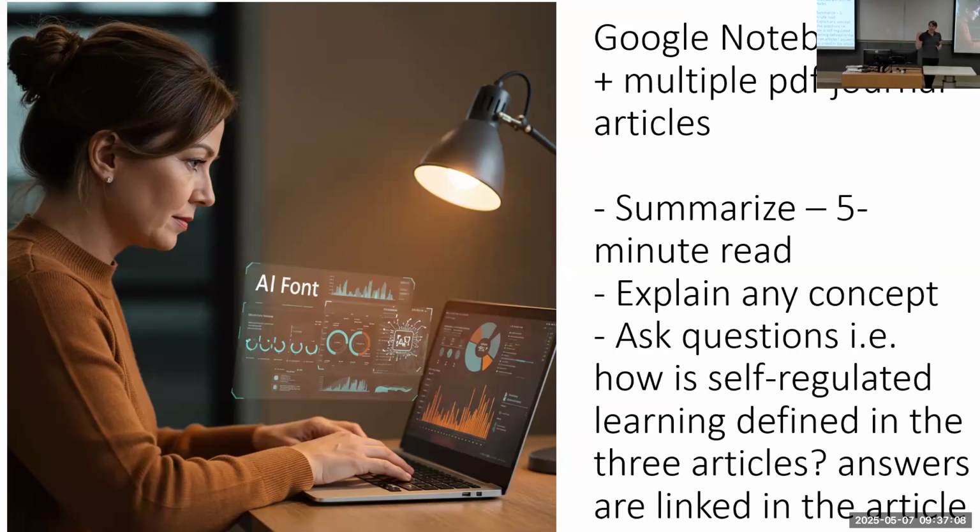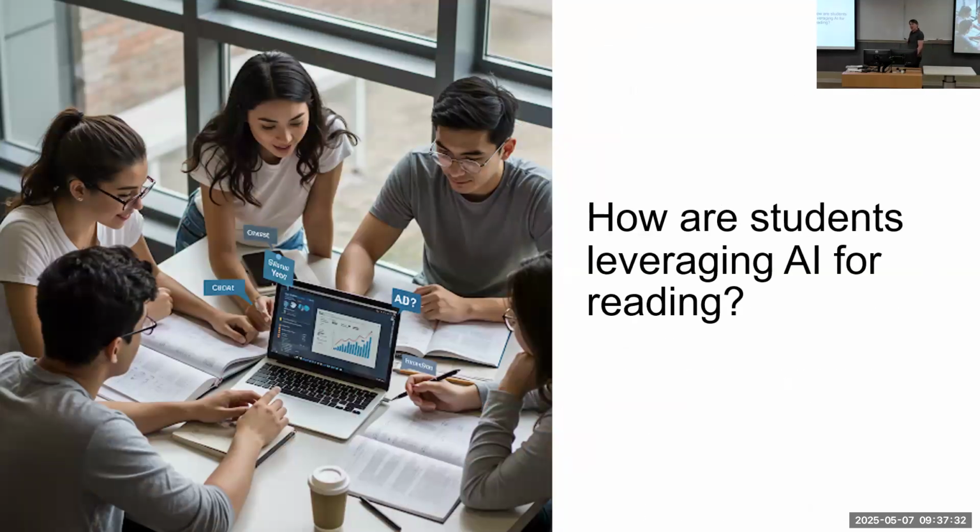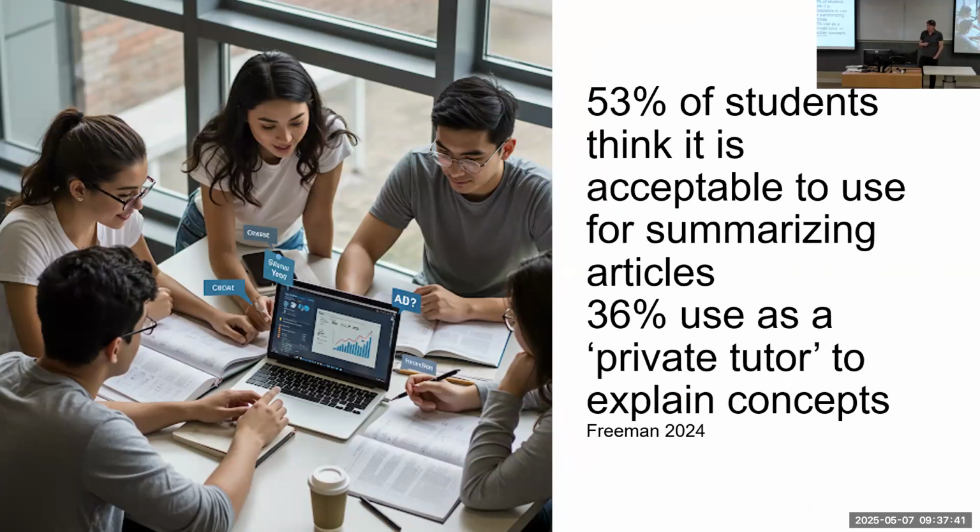I can say, summarize it into a 5-minute read. Or I can say, what are the critical points? And it gives me quite a bit. Now, it works well for myself because I know the discipline quite well. But if you don't know the discipline quite well, there are challenges. But I want to talk about how students are leveraging AI for reading as a tool, and what are the positives and what are the negatives.